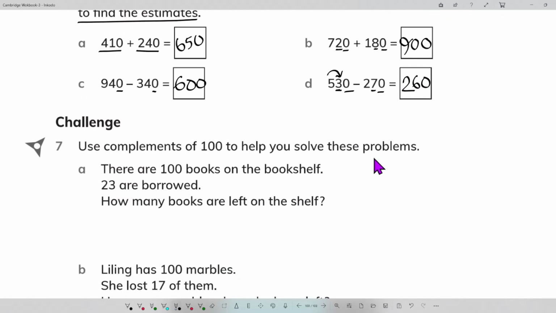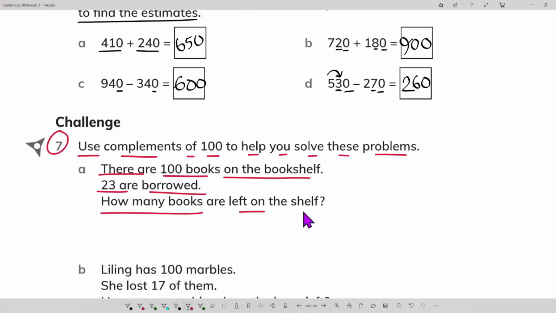Number 7, challenge. Use complements of 100 to help you solve these problems. There are 100 books on the bookshelf. 23 are brought. How many books are left on the shelf? So it's a very simple subtraction, 100 minus 23.